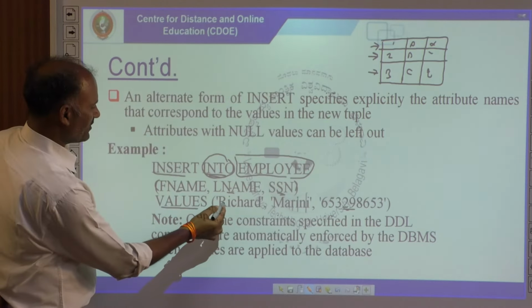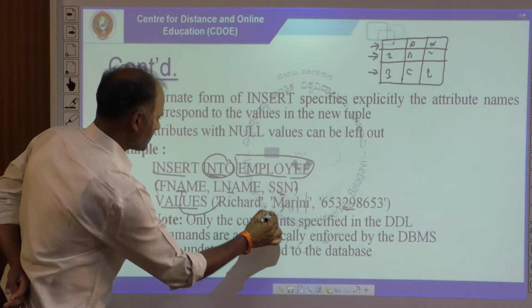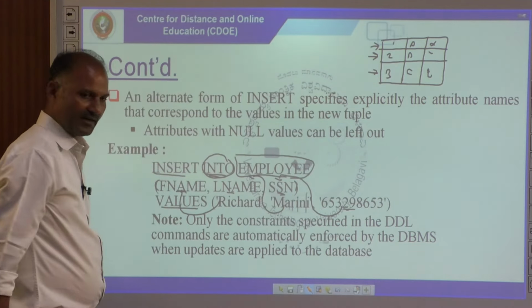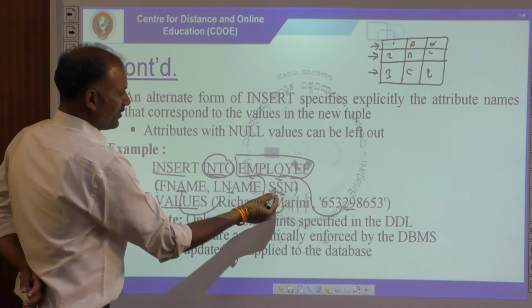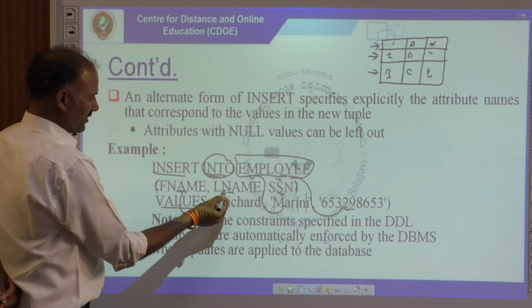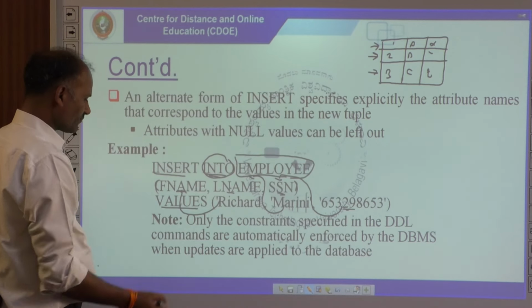Now, this Richard corresponds to the first name, this corresponds to the last name, and this corresponds to the SSN, right. It means this data will be stored as the SSN, this data will be stored as the last name, and this will be stored as the first name.